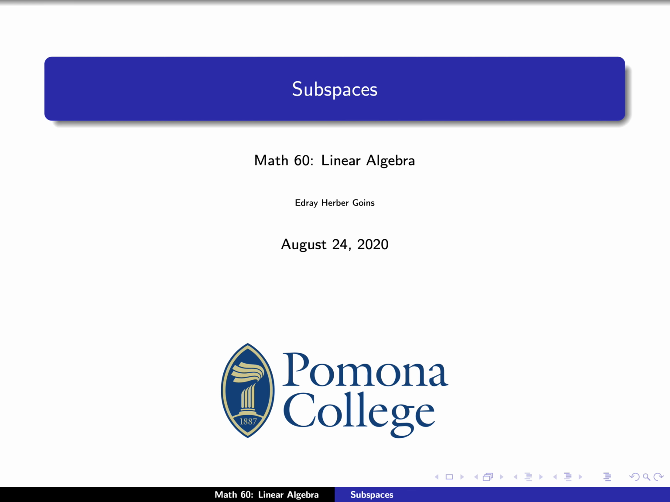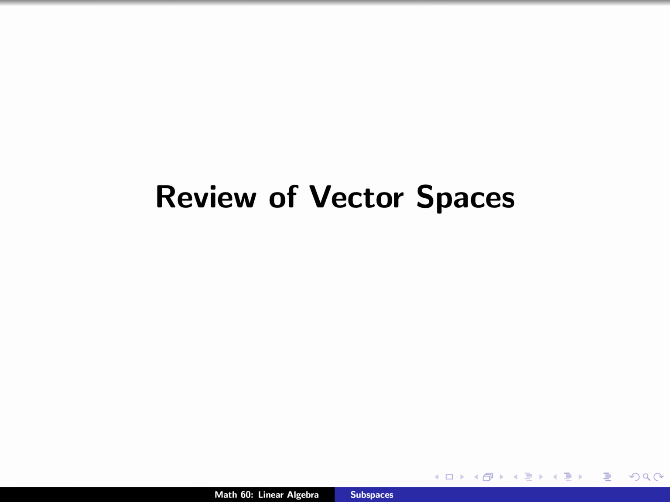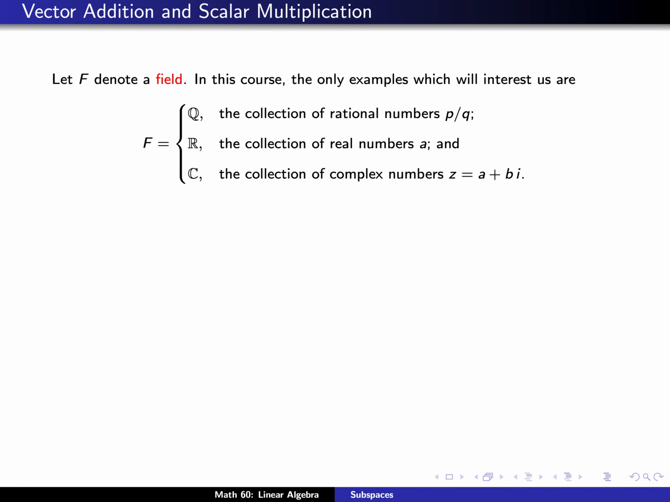Talk about subspaces. To do so, let's do a quick review of what a vector space is. In this course, we'll always let F denote a field. We're not really going to worry about defining what a field is in a very general sense. We'll only say that our field will be one of three types. Either it'll be Q, the collection of rational numbers, R, the collection of real numbers, or C, the collection of complex numbers. If you ever get confused, you can just simply think that F is just R, the real numbers. Nothing will really change if you don't think of it that way.